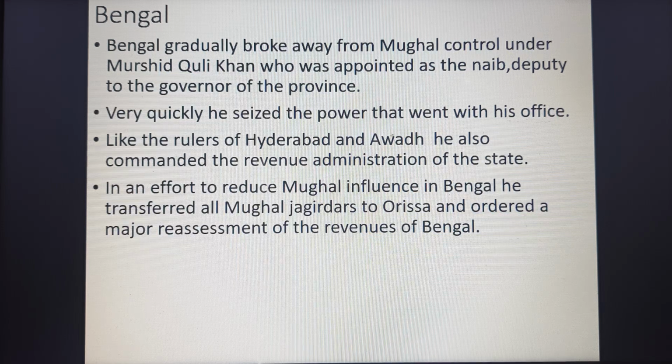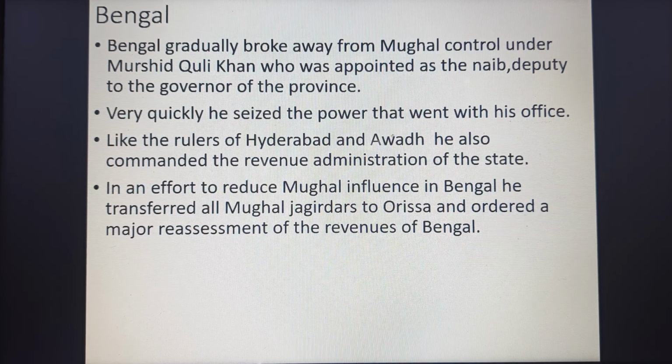He is the officer. If you go there and you want a piece of land registered in your name, then only he can help you. He will put his signature and the things will happen. Very quickly he seized the power that went with his office. Like the rulers of Hyderabad and Awadh, he also commanded the revenue administration of the state. So whatever revenue was there, he commanded all of it and took it under his control.